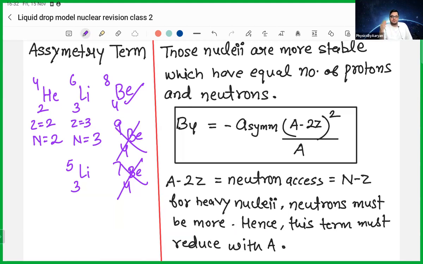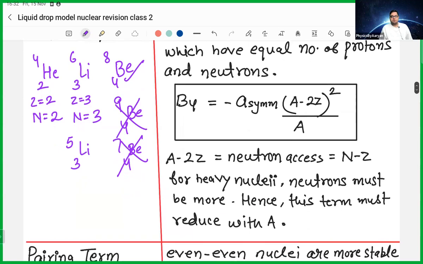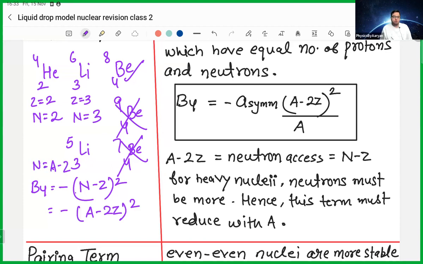But it means if you have a difference in the number of protons and neutrons, asymmetry will come and binding energy will decrease. Basically, stability will decrease. It means this term, first of all, will be negative because asymmetry will bring instability, and this will depend upon the difference of number of neutrons and protons. N can be written as A minus Z, so it will become A minus 2Z, because the number of neutrons is A minus Z.